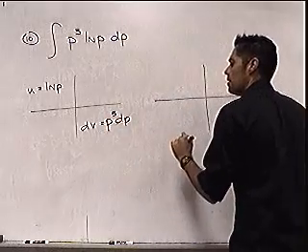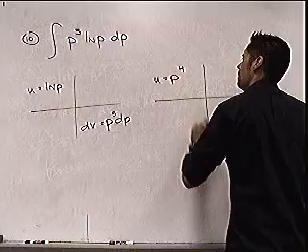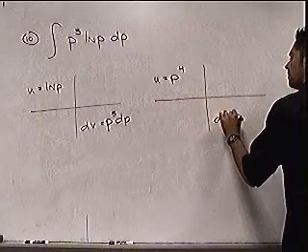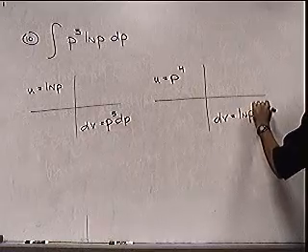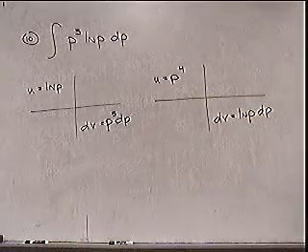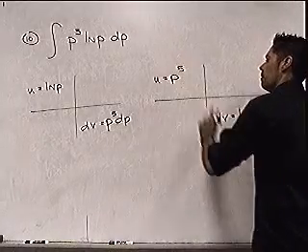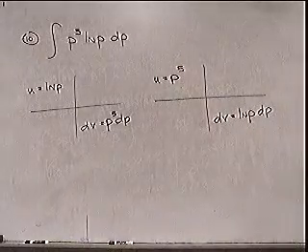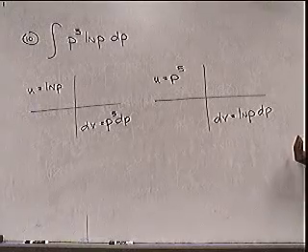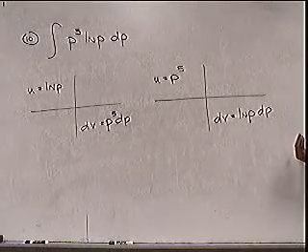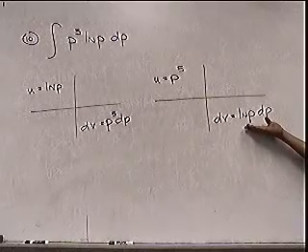Now the other thing I could have done is I could have chosen for u p to the 5th, right? But then dv would have to be what? Natural log p dp. Those are kind of like my two options here. You see any issues? Any problems? What is the antiderivative of natural log of p?